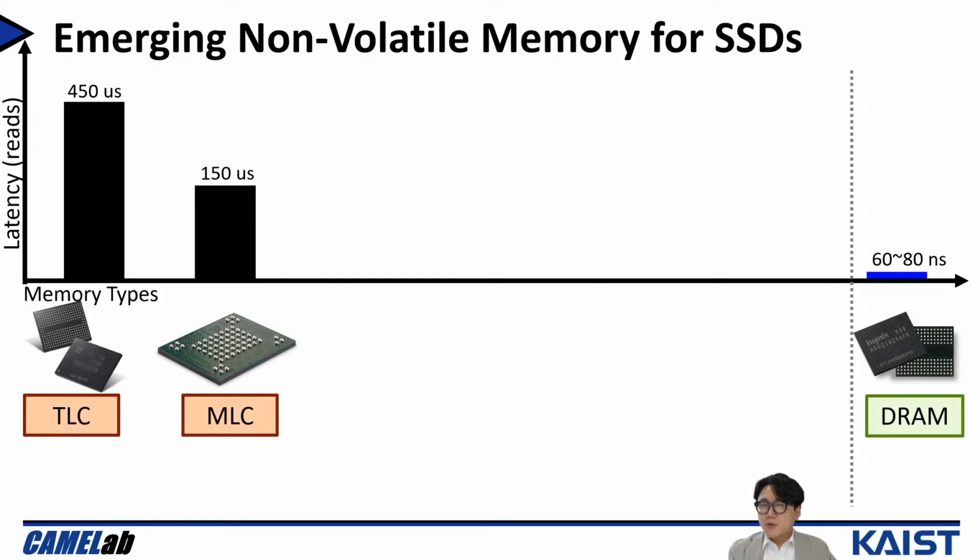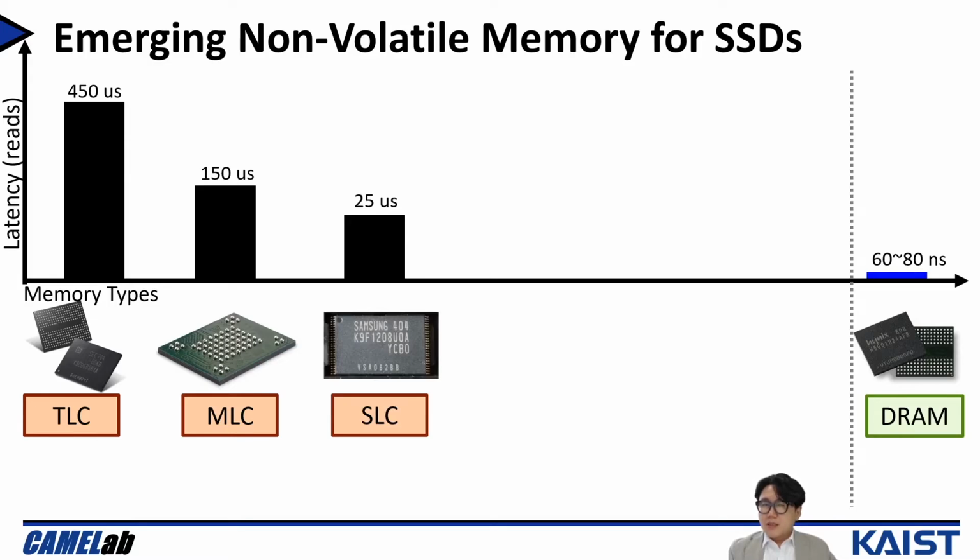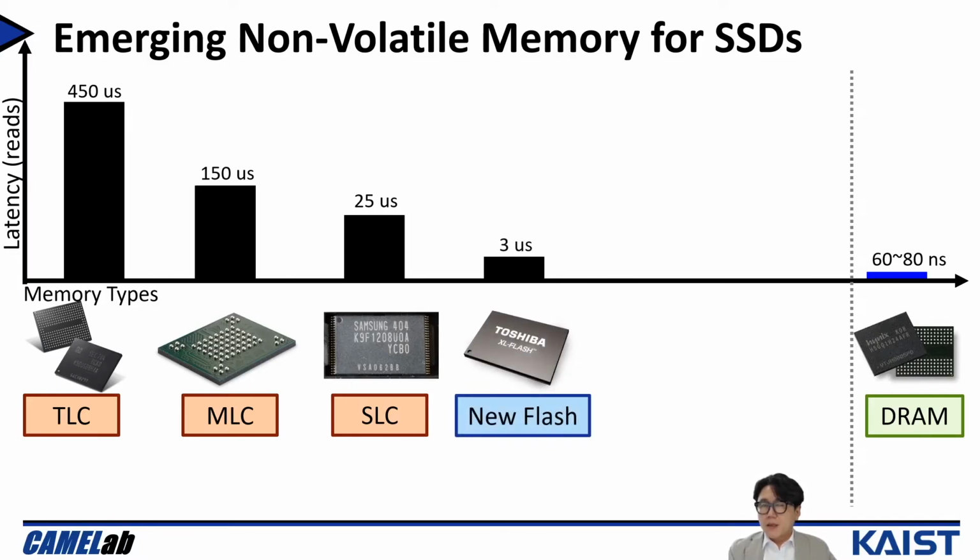MLC offered smaller storage capacities, but its read latency is around 150 microseconds. Even though SLC is an old technology, it exhibits the fastest read latencies, around 20 to 25 microseconds. Inspired by the SLC, the new flash, such as Z-NAND and XL-Flash, shows 3 microseconds while offering high storage capacity with a 3D stacking mechanism.